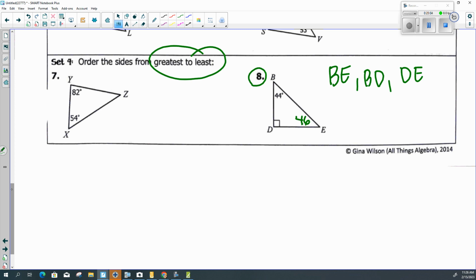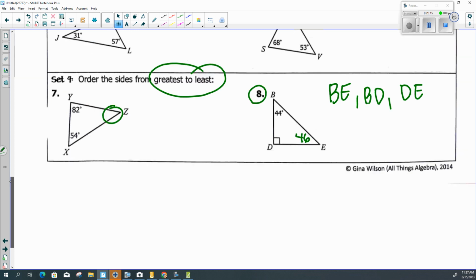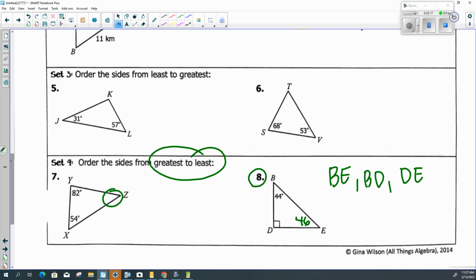So again, on these ones, first find the missing measurement. You kind of have to know that. Then decide small, medium, and large. And double check your answers. So any questions on this type of a thing? If you need me to do another example, let me know.